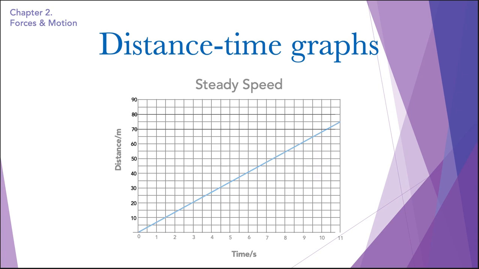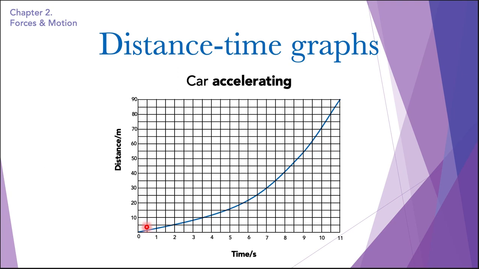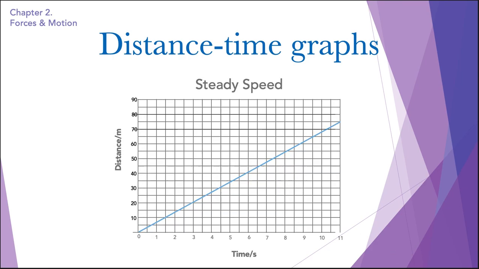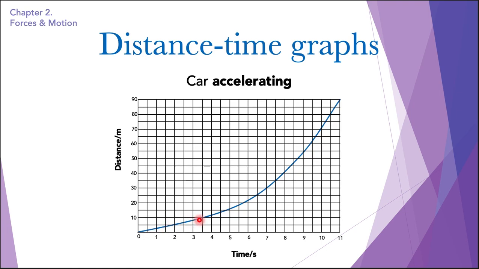Then we have a graph which shows acceleration. This graph doesn't have a steady speed because you can see the distance is not increasing at a constant rate. Before it was at a constant rate. But now the distance is increasing more and more, slowly and gradually, and it is becoming faster. So the car is accelerating. This type of curve shows that the speed of the car is changing.